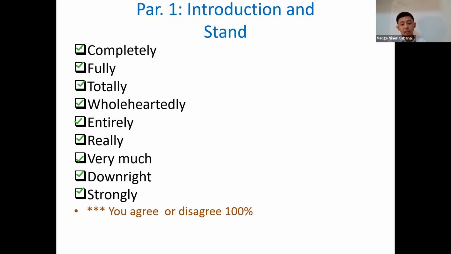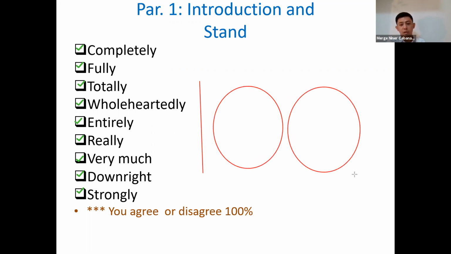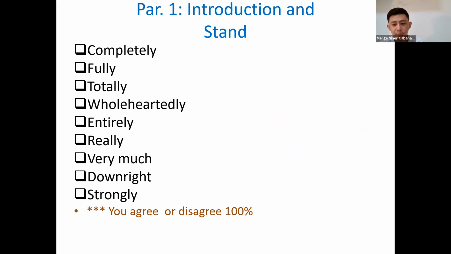There's no taint on it, 100%. So there's no buts, there's no ifs, 100%. I follow this, all right? I believe in this. So that is how you write the stand. Okay, so let me just clear my drawings.